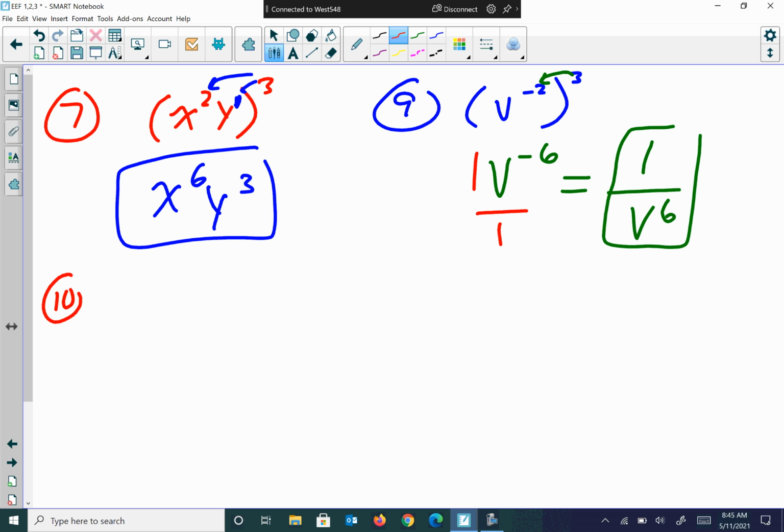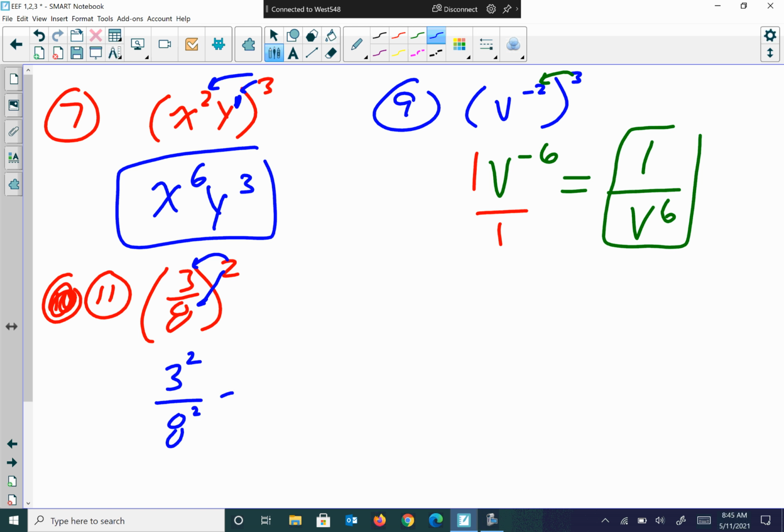Number 11 is 3 over 8, and it's raised to the 2nd power. So I'm going to put that here, put this here. So I get 3 to the second and 8 to the second. These are both numbers that you could easily figure out. 3 squared is 9. And 8 squared is 64. And then does 9 over 64 reduce? No. There's my answer.